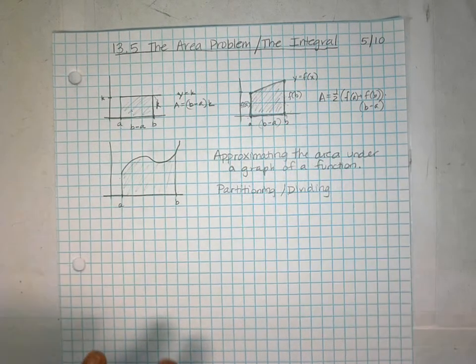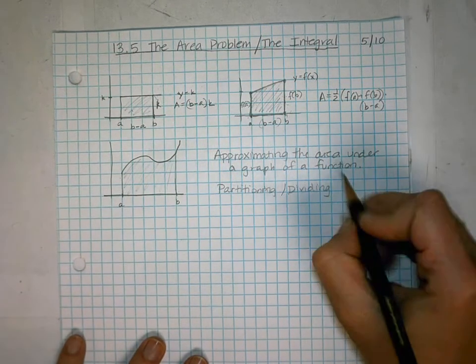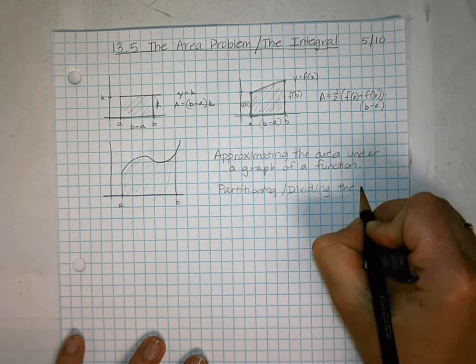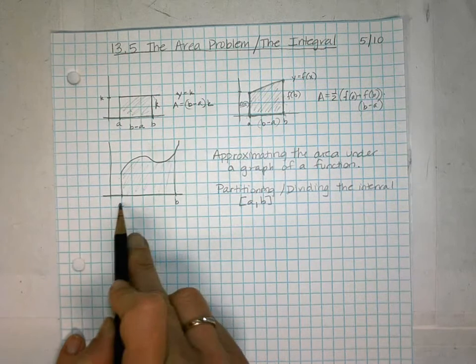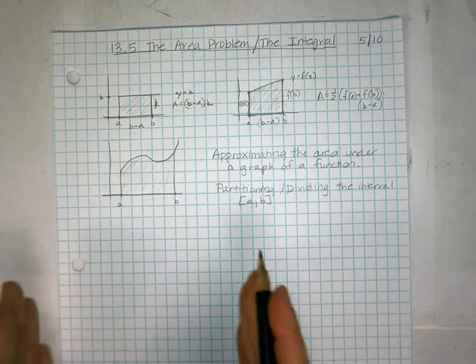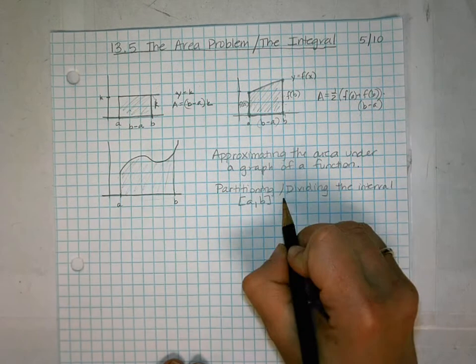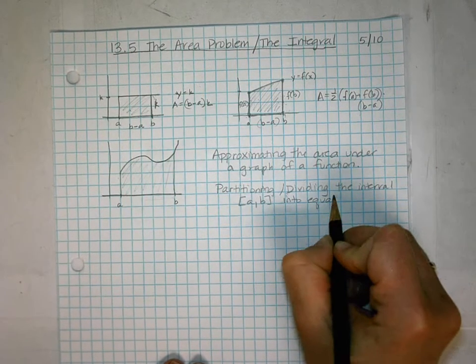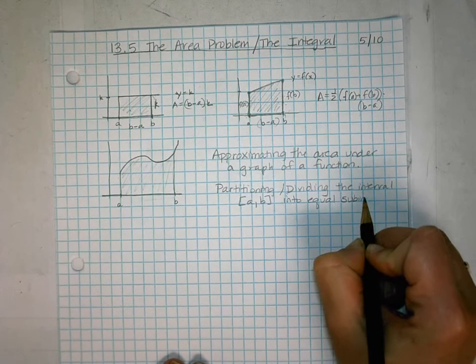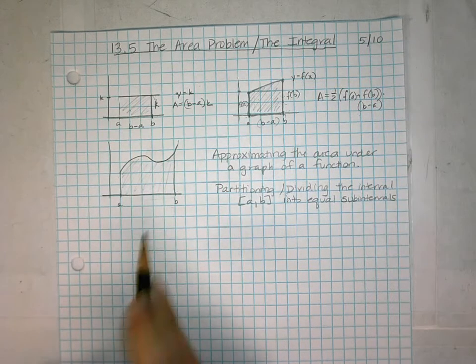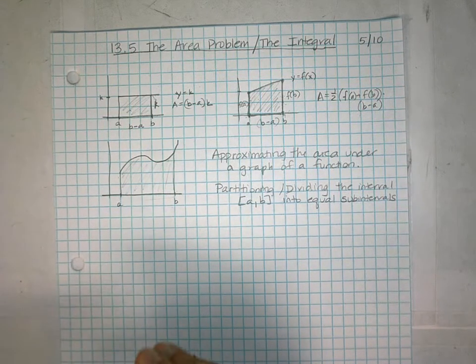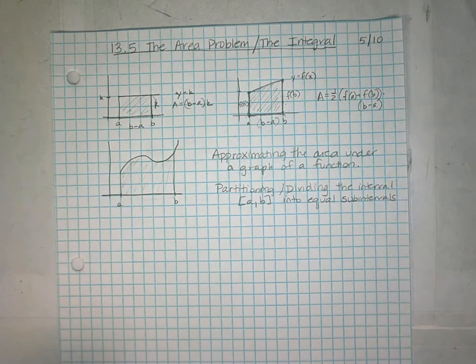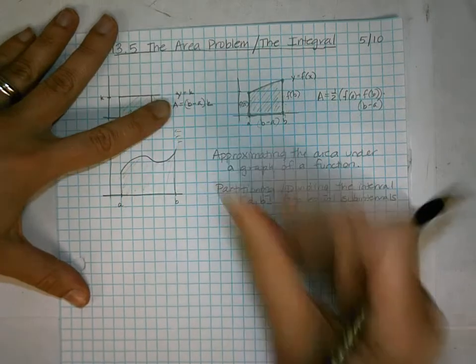So what we're going to do is divide this area, this distance, the interval from A to B, right? This is really what I want to do. I want to divide this length from A to B into equal sub-intervals. So I'm going to divide this into little pieces, and I'm then going to find the area of the little pieces and add them all up. Okay? So there's two ways to do this problem, and I'll show you both ways.